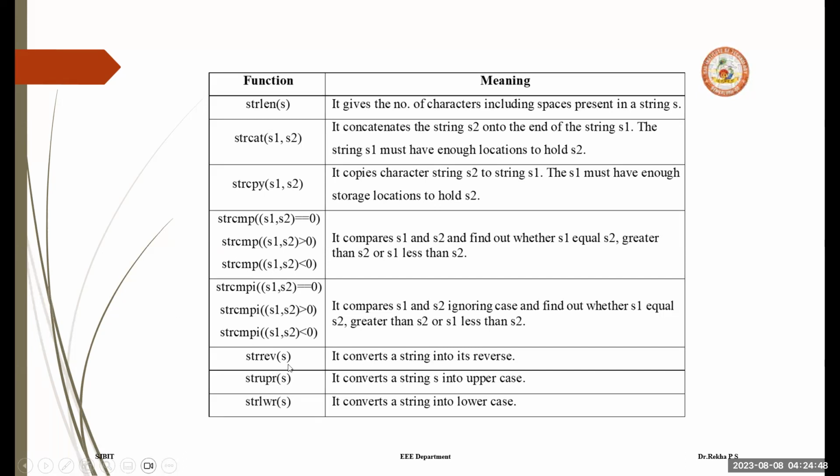strrev of s. It converts a string into its reverse. strupr. It converts the string s into uppercase. strlwr converts string s into lowercase.